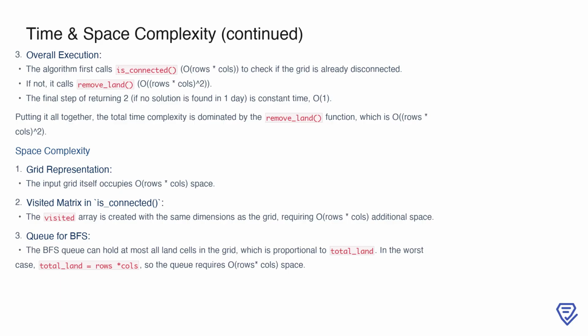Shifting to space complexity, the grid itself occupies O(rows * cols) memory. Additionally, the is_connected function requires a visited matrix, which also takes O(rows * cols) space. The BFS queue, used during traversal, can hold up to all land cells, which is proportional to the total number of cells in the grid. This means the queue also requires O(rows * cols) space in the worst case.